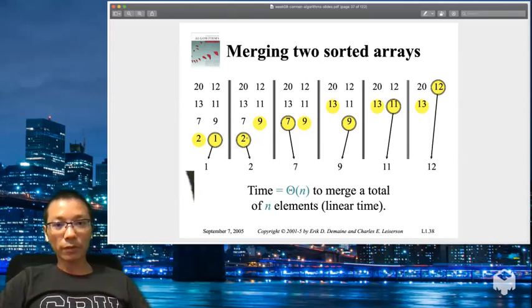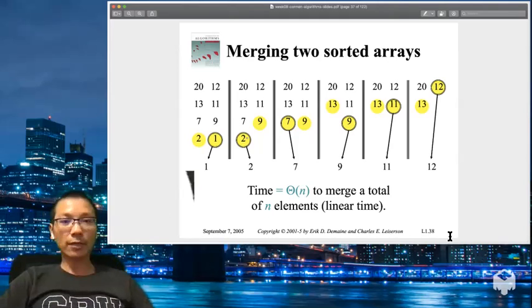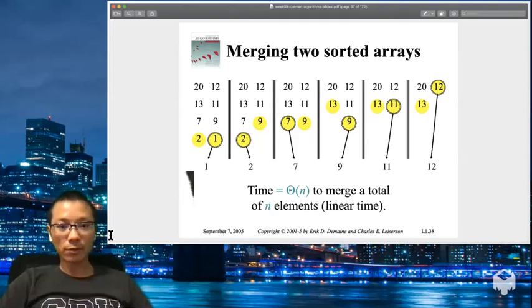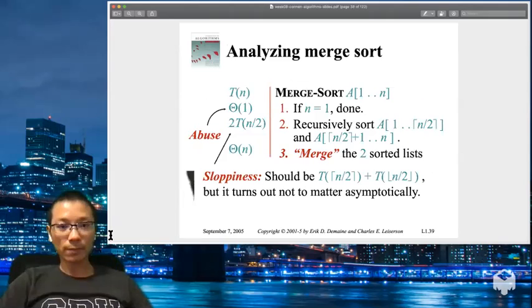So when we say it's theta of n, that's a linear function, right? So the highest order is n. That's a linear function, so it's called linear time. We usually say it takes linear time to merge two sorted arrays. Now, let's analyze this merge sort algorithm. We want to know the T of n for this merge sort algorithm. Now, this first case, when n equals 1, sorting an array of size 1, that's constant time. Constant time we will represent with theta of 1.